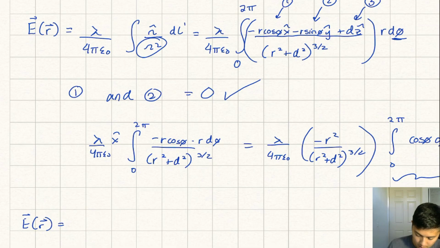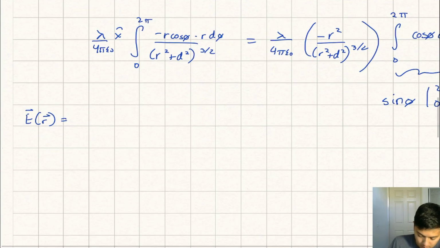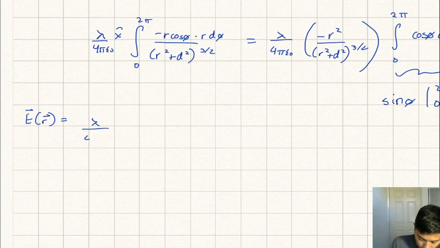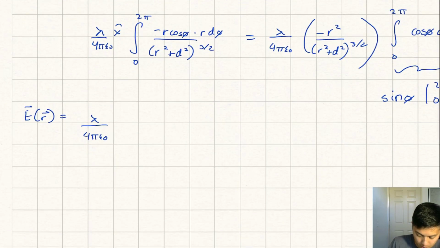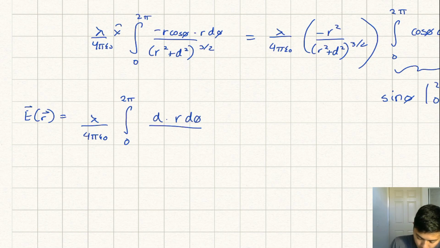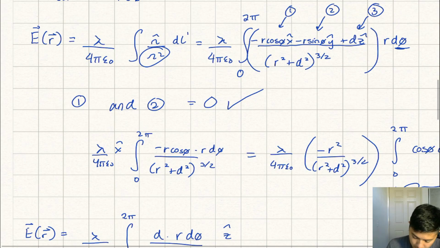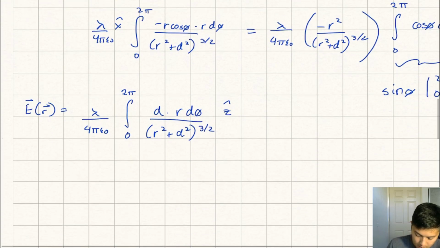And so the integral that we want to do is lambda over 4 pi epsilon naught. I keep going up here. We have 0 to 2 pi. We have d times r d phi over (r squared plus d squared) to the 3/2. And this is in the z direction. I want to make sure I didn't leave anything out. That looks good to me.